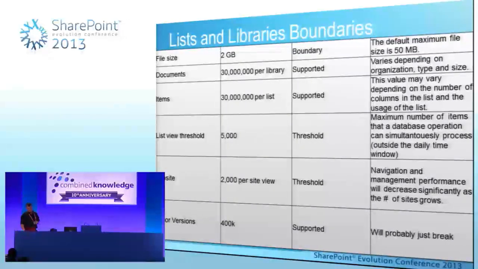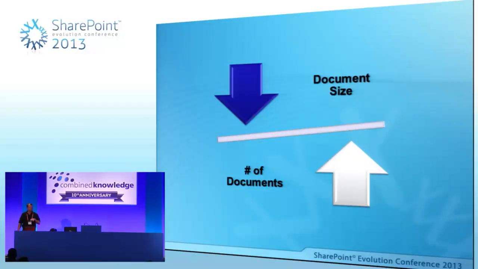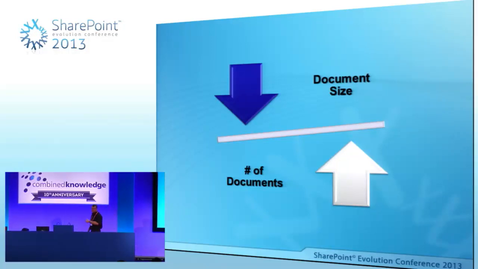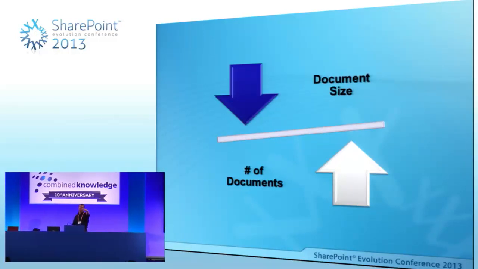2,000 subsites per view. Search boundaries, wow. There's a whole section on search. Just go read it for fun. But here, let's apply some common sense. How many documents can I have in a document library? We said 30 million. What was the maximum blob size, theoretically? 2 gigabytes, right. Now, do you think it's smart to go to the maximum number and the maximum threshold? So we can do 30 million 2 gigabyte blobs in a single document library. Is that good or bad? I'll make it simple. That's bad, right?